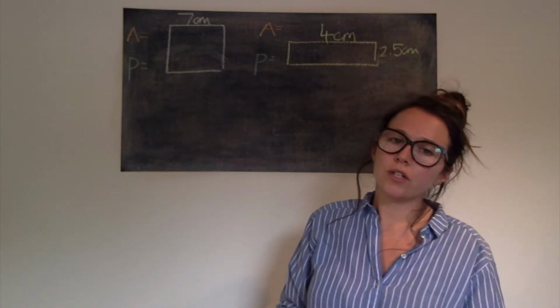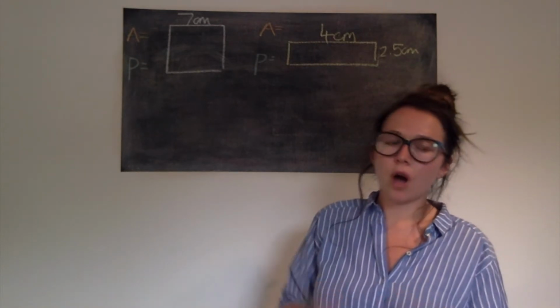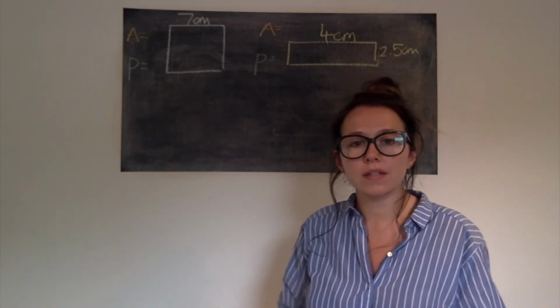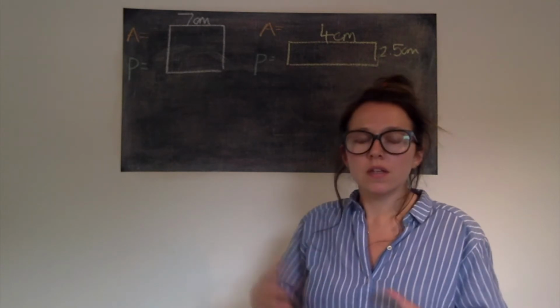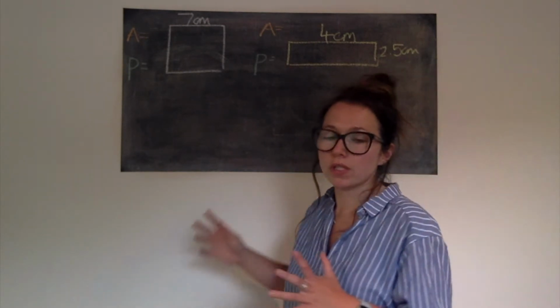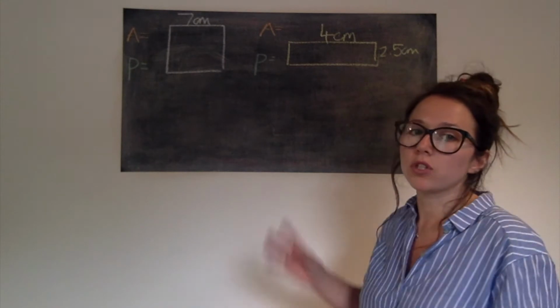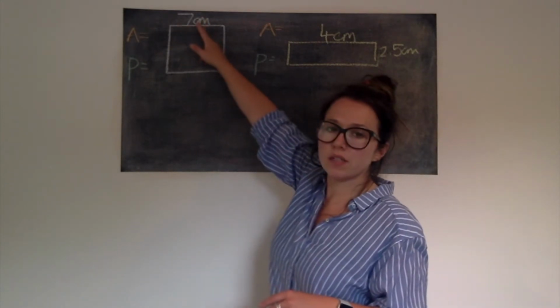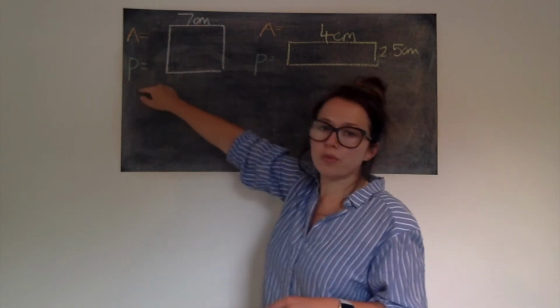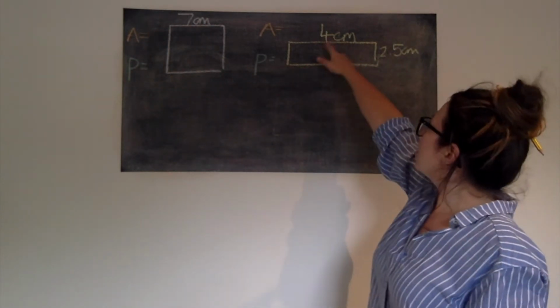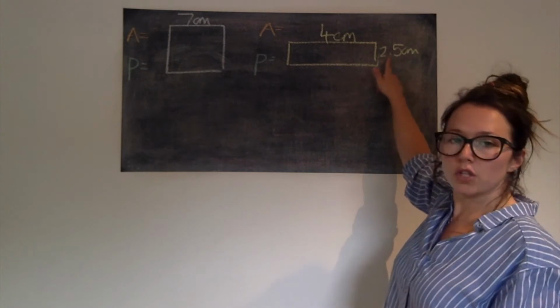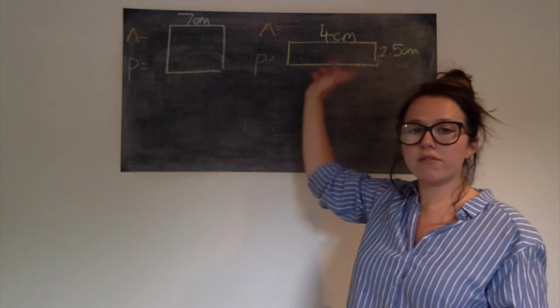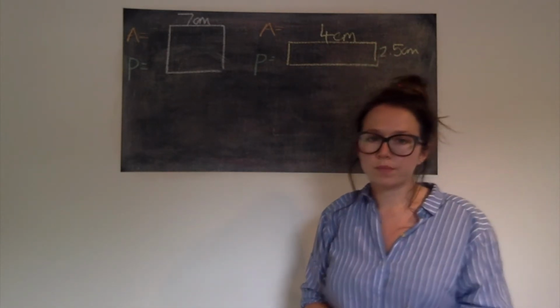Yesterday we started looking at the area and perimeter of compound shapes, and we're going to continue with that today with a bit more practice. So your first task is on the board, which is exactly the same as we were doing yesterday. I've got two simple shapes to start off with. I've got a square with one side of 7 centimetres, I want you to find the area and the perimeter, and then a rectangle, one side 4 centimetres, one side 2.5 centimetres. So area and perimeter of both shapes.